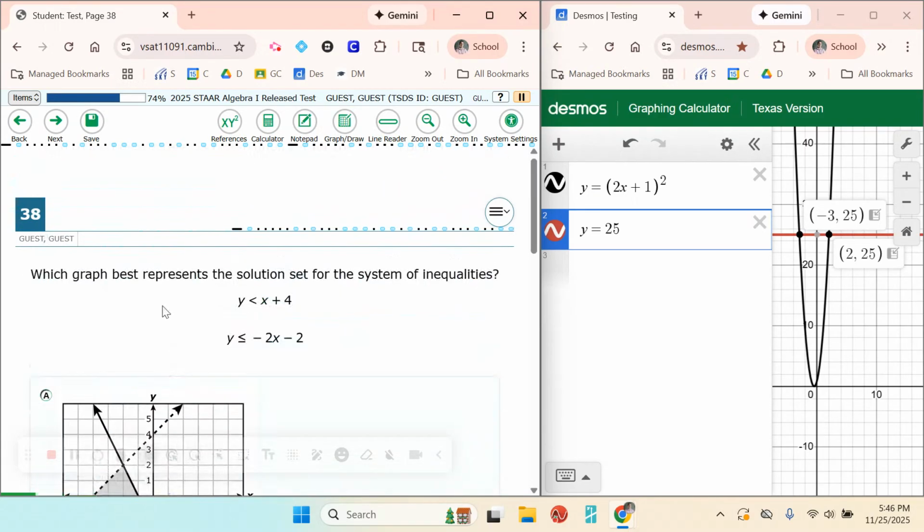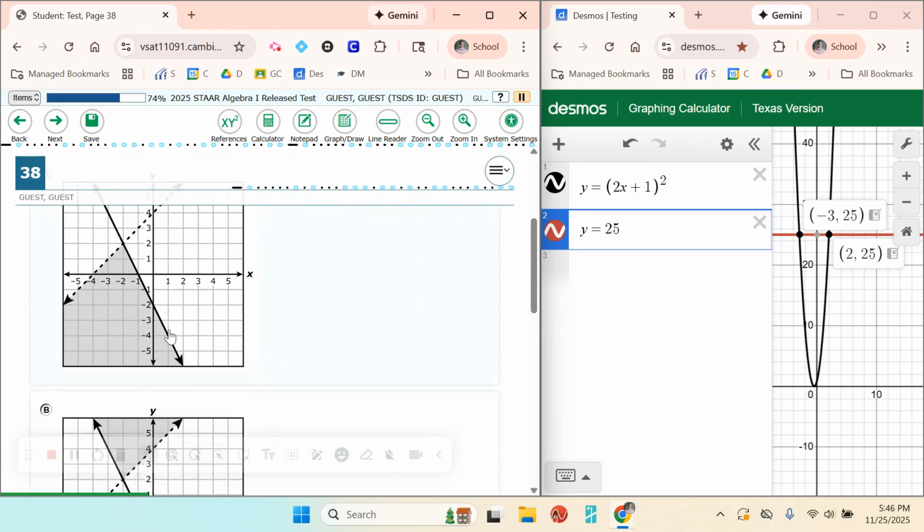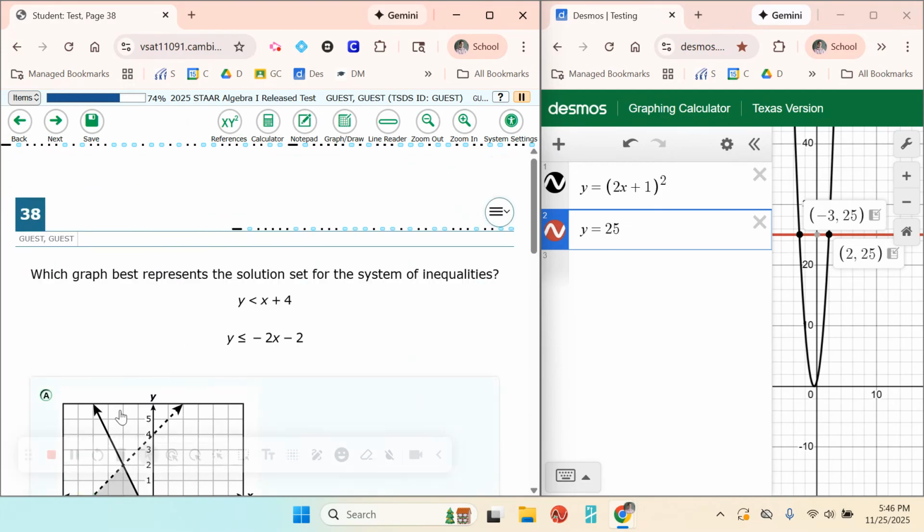Now the next thing you notice is one of these has a line and one doesn't. So even if you forget, you just got to know that they're different. So I don't want these 2 solid lines. I want a solid and a dashed. A it is.